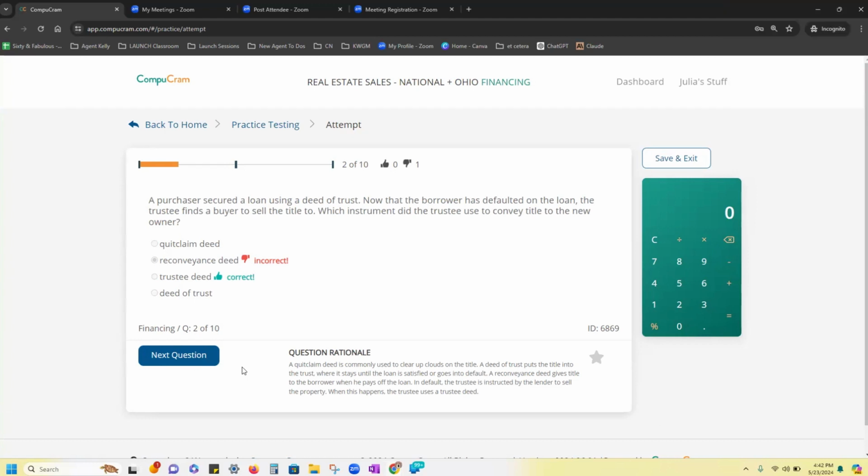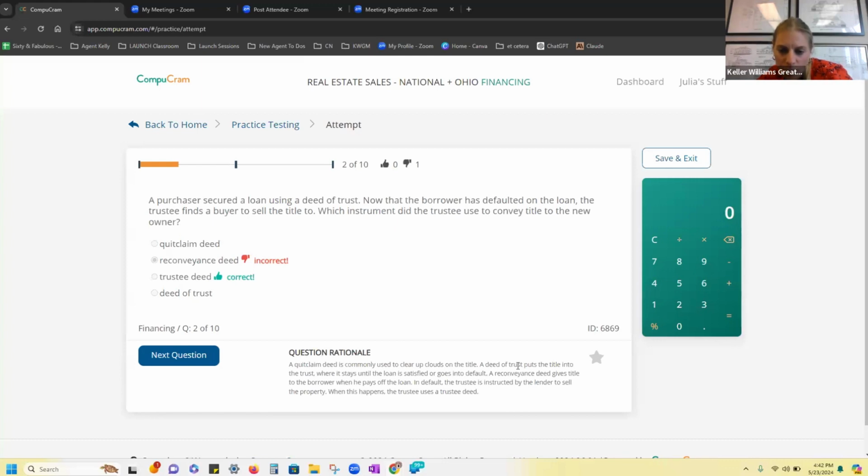This is the one I struggle with the most, literally. Definitely writing down that a quitclaim deed is commonly used to clear up clouds on title. Quitclaim deed equals clear up clouds on title, and then a deed of trust puts the title into the trust until the loan is satisfied or goes into default. So they tricked you by putting deed of trust in there.